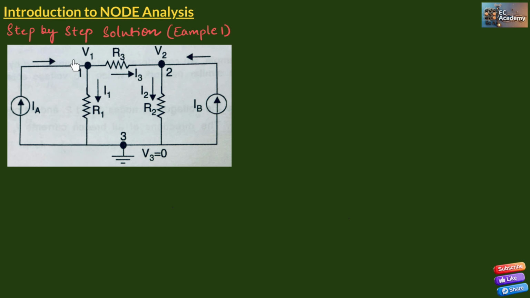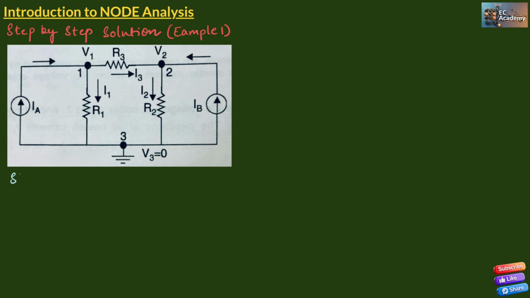Now let us consider a circuit as shown in this figure. Let us define V1 as voltage at node 1, V2 as voltage at node 2, and V3 that will be equal to 0 as reference or ground. Always we will measure these node voltages V1 and V2 with respect to this reference node.